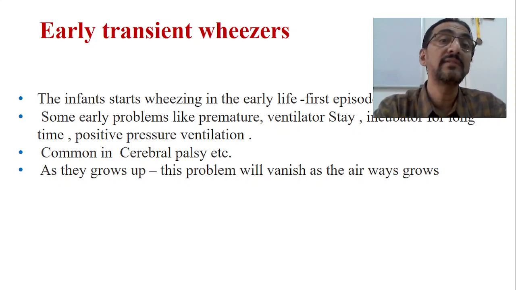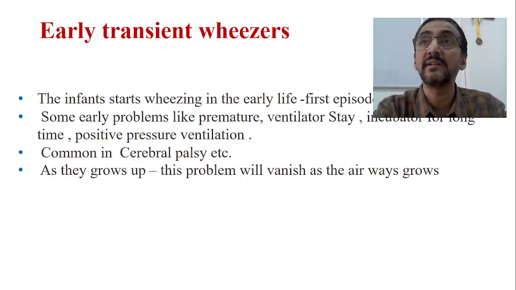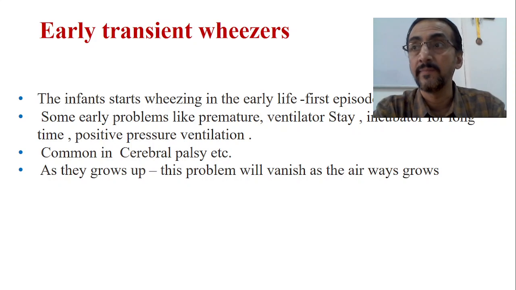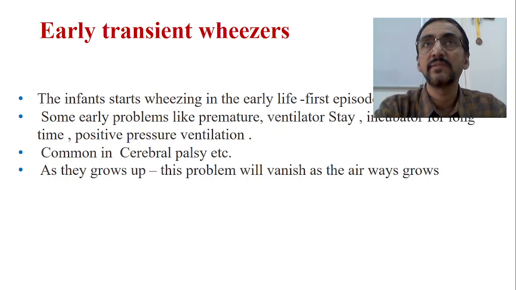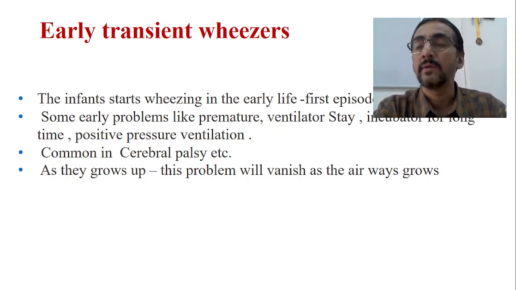One more common cause for this early transient wheeze is cerebral palsy. In cerebral palsy, we know that there is a muscular problem most predominantly. Spasticity will be there. There will be spasticity of even the bronchial muscles, and the respiratory muscles, bronchial muscles and pharyngeal muscles also.